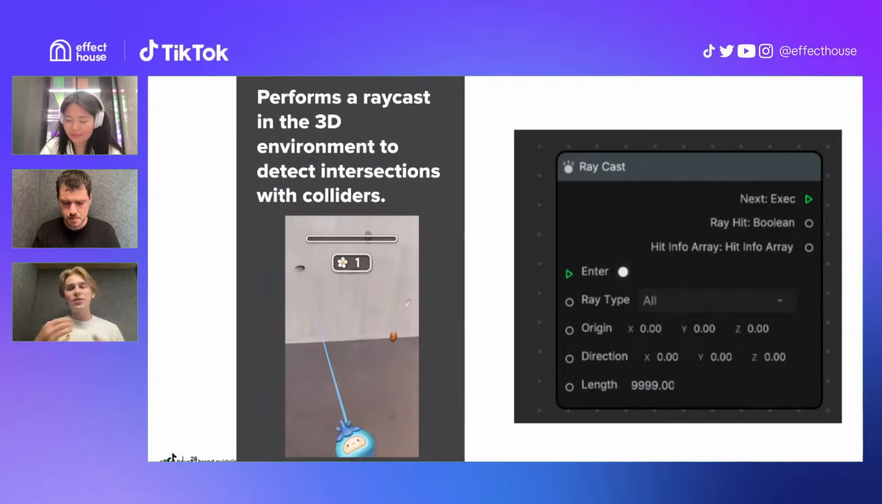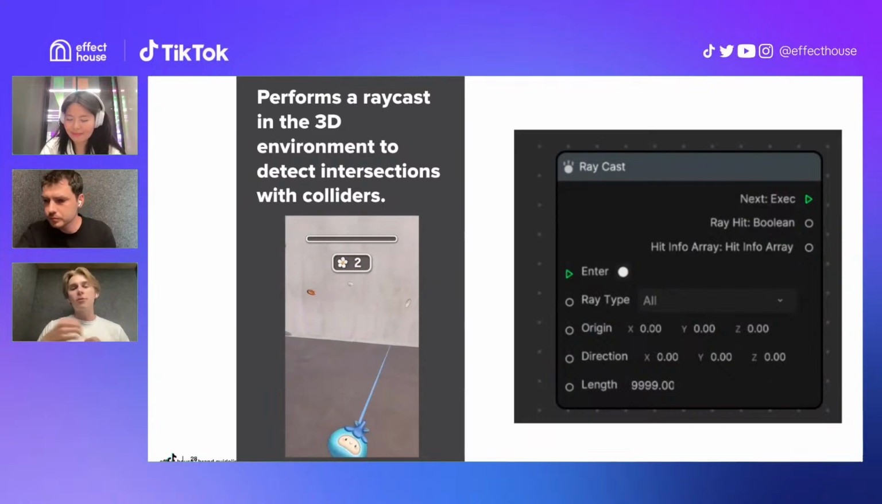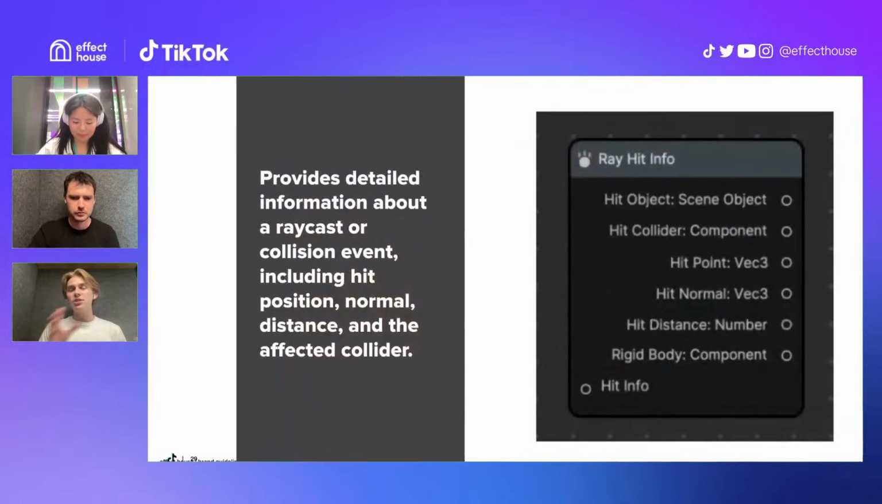It allows you to detect intersection with colliders and get information like if the ray is hit. You can also get information using the ray hit info, which is similar to the collision hit info node, where you have to use get item from array, and you can get a lot of information with the ray hit info node. It gives you the scene object, the collider, the hit point, the hit normal, the hit distance, and the rigid body component if one exists.